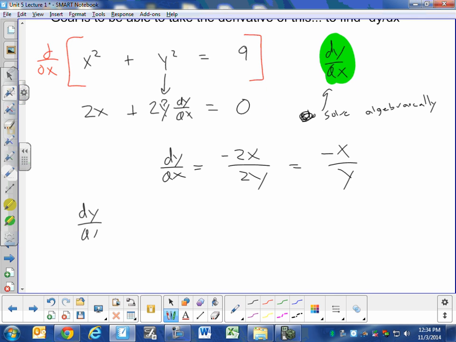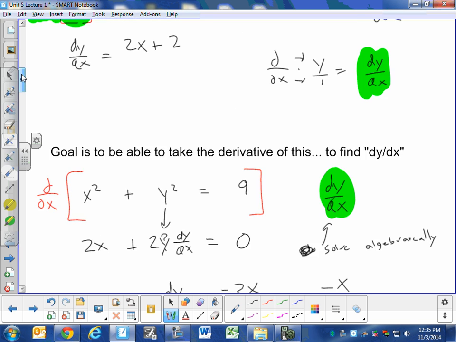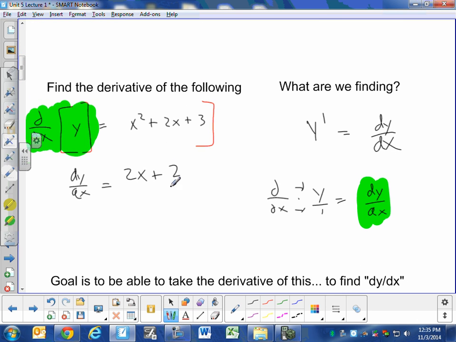Now, we'll practice this more because we need to talk about the derivatives of y's, but right now we're just talking about an implicit derivative. This is an implicit derivative. We differentiated an implicit equation. We got an implicit derivative. This is still a tangent slope generator for x squared plus y squared is equal to 9. Just like for this equation, this is our tangent slope generator for x squared plus 2x plus 3.